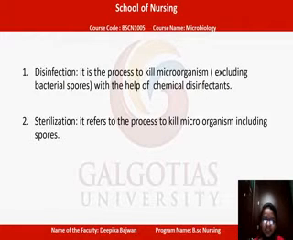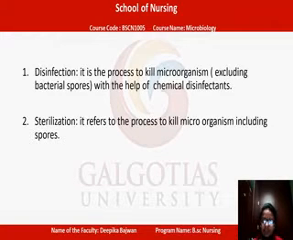Now, first is disinfection. So, what is disinfection? It is the process to kill microorganisms with the help of a chemical disinfectant. It means you can kill the microorganisms, but you will not be able to kill the bacterial spores. So your articles and instruments will be clean, but you will not be able to completely sterilize them.